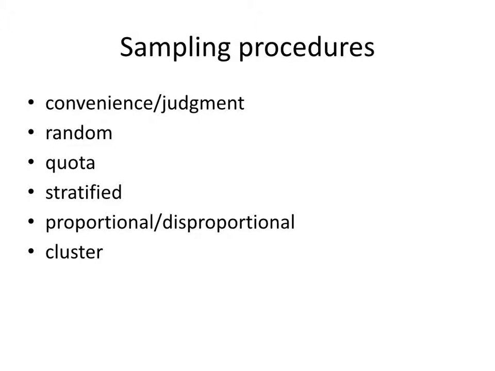Proportional sampling makes sense when you want the sample to be representative and you don't have any reason to think that subgroups should be more or less represented. But there are reasons why subgroups should be more or less represented. Sometimes subgroups are more important than others.